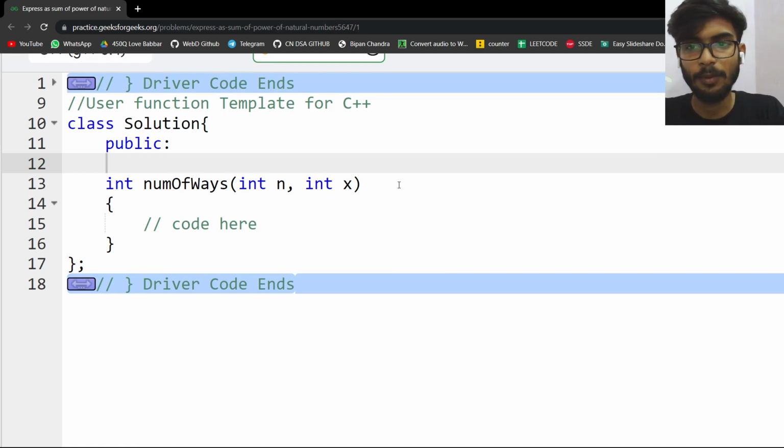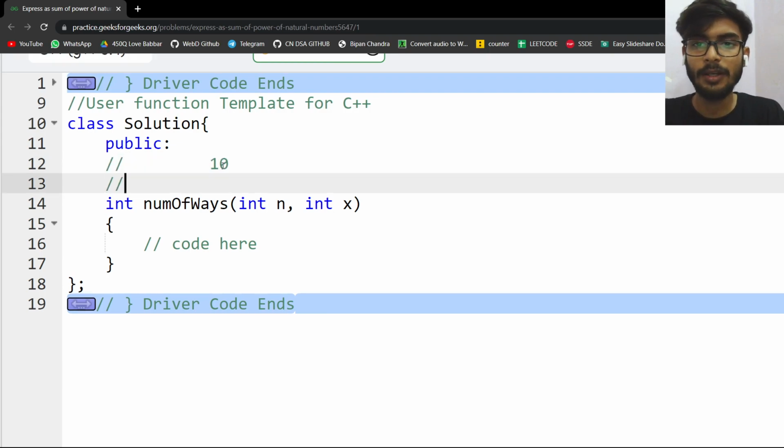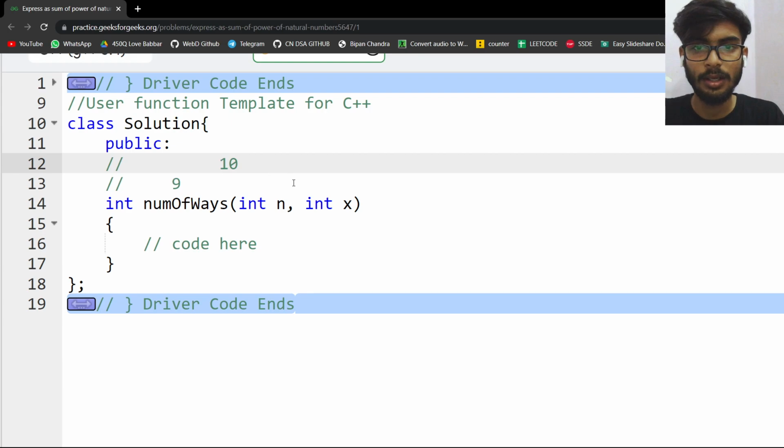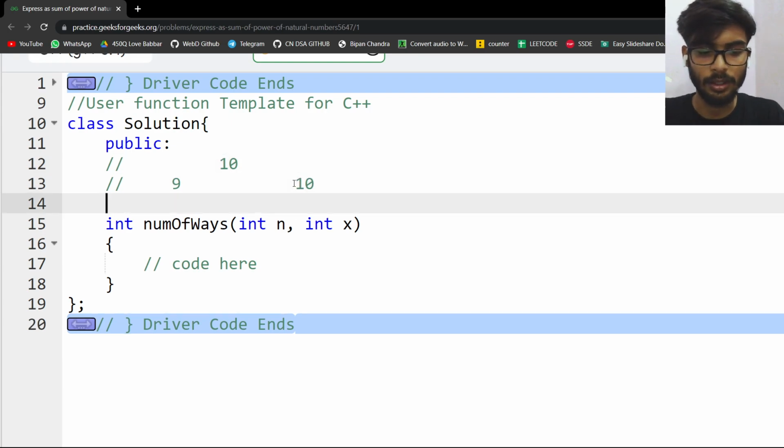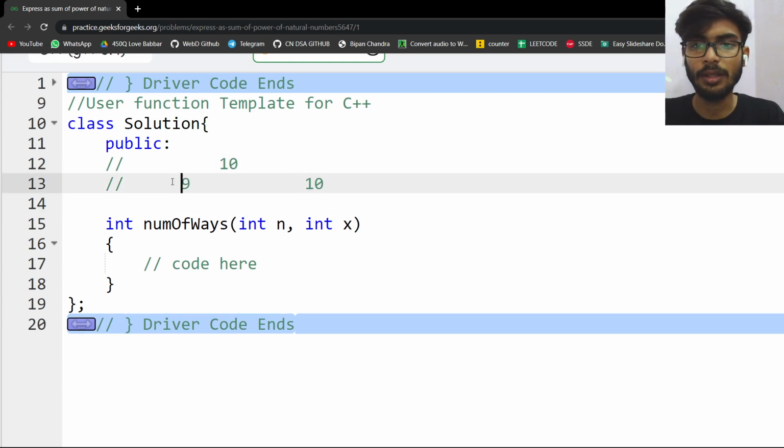Let us take the example of the first given sample test case, that is 10. Now if I look at 10 carefully, either I can minus 1 square from it, or I'm not going to minus anything from it. If I minus 1 square from it, it will become 9. And else if I do not subtract anything from it, it will become 10 only. Similar thing I can do with 9.